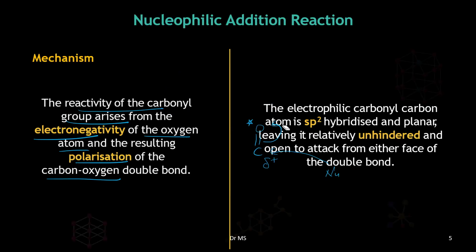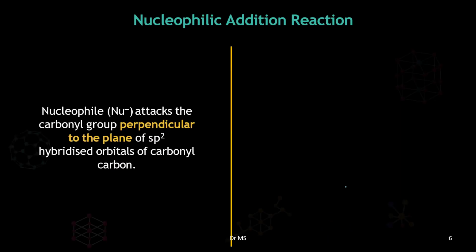So know those things. The electrophilic carbonyl carbon atom is sp2 hybridized and planar, leaving it relatively unhindered and open to attack from either side of the double bond. So the nucleophile can attack this way or that way, from the top or from the bottom. So there will be two ways. The nucleophile attacks the carbonyl group perpendicularly. Remember, this is very important.